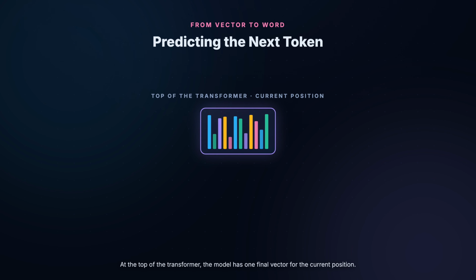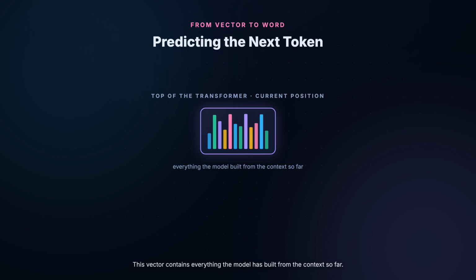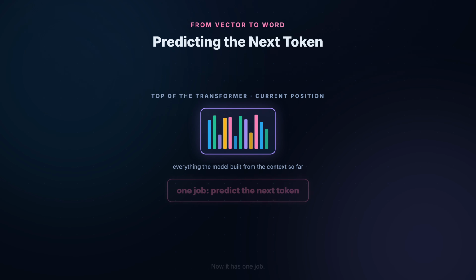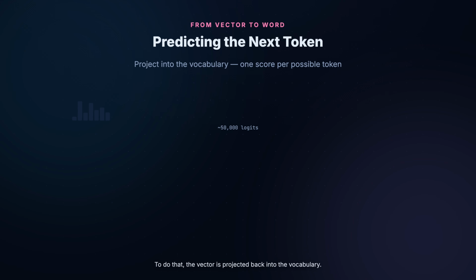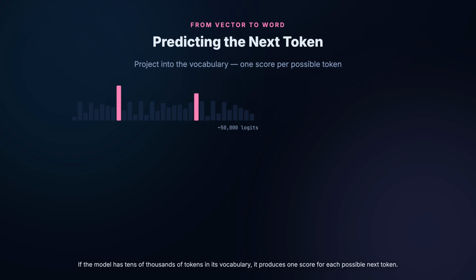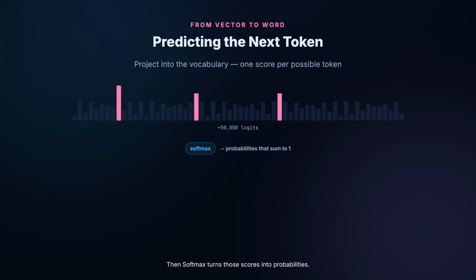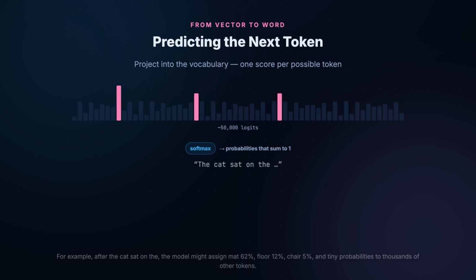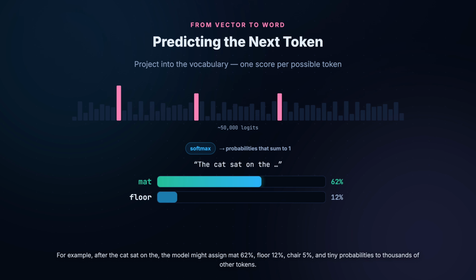At the top of the transformer, the model has one final vector for the current position. This vector contains everything the model has built from the context so far. Now it has one job: predict the next token. To do that, the vector is projected back into the vocabulary. If the model has tens of thousands of tokens in its vocabulary, it produces one score for each possible next token. Then softmax turns those scores into probabilities. For example, after "the cat sat on the," the model might assign "mat" 62%, "floor" 12%, "chair" 5%, and tiny probabilities to thousands of other tokens.